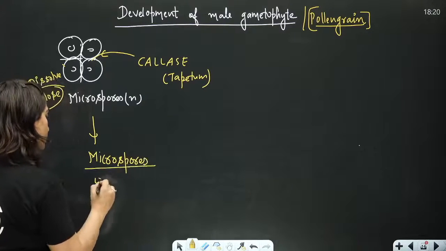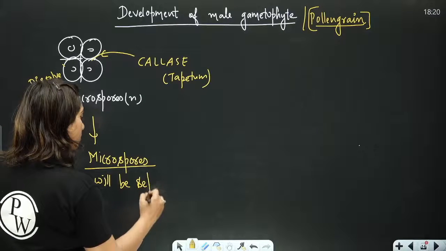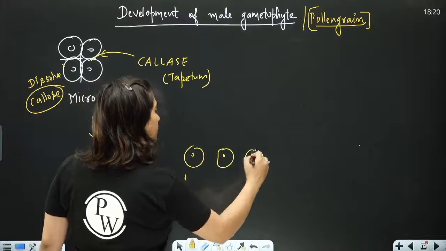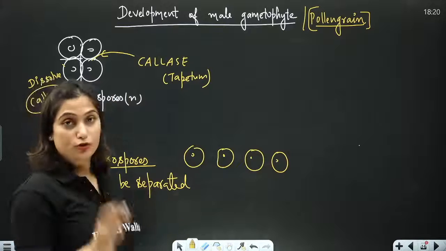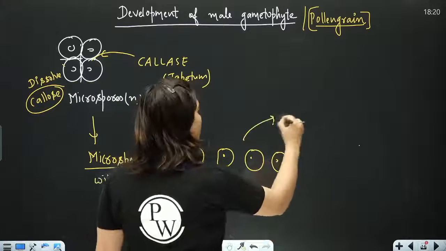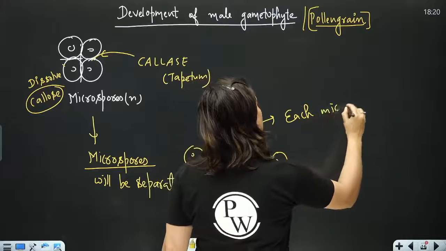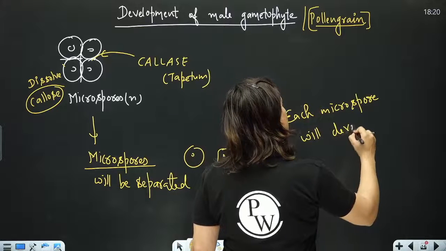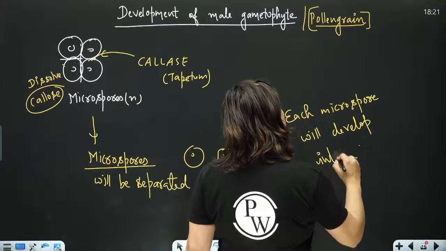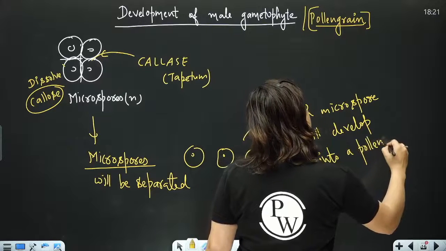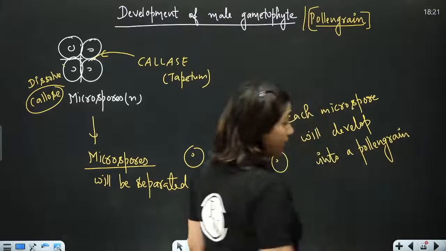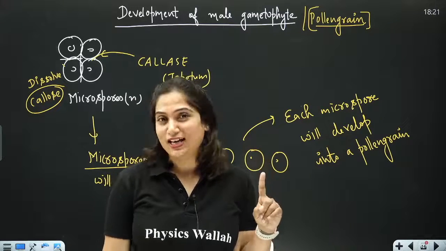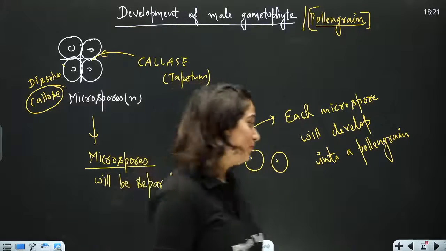and when this callase enzyme dissolves the callose, these microspores will be separated from each other like this. They will be separated, and each microspore will develop into a pollen grain. Each microspore will develop into a pollen grain. Right. That means one microspore mother cell ultimately gives rise to 4 pollen grains.